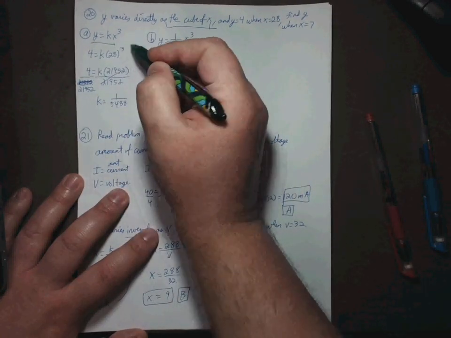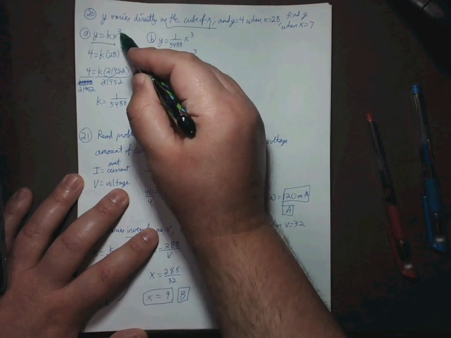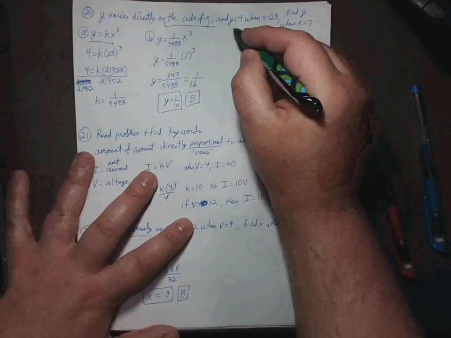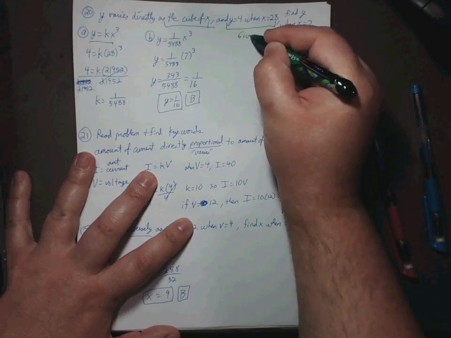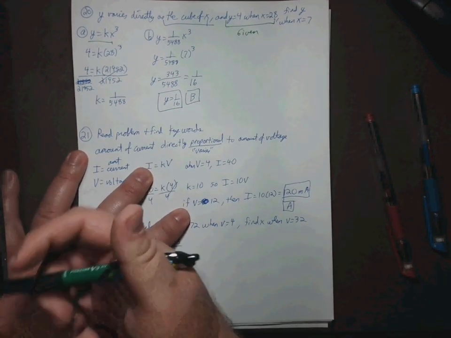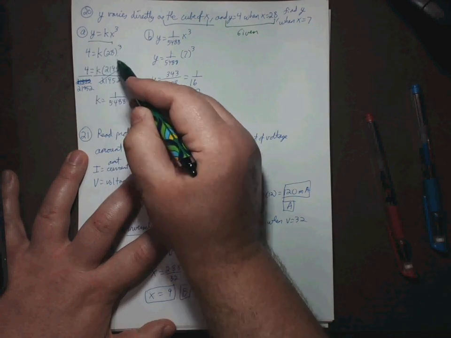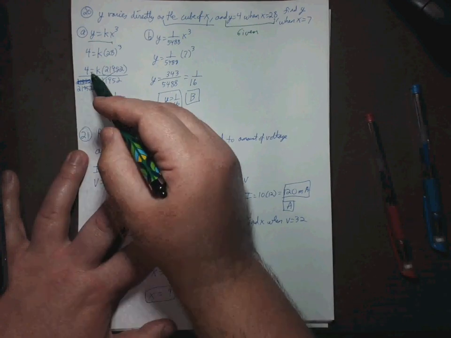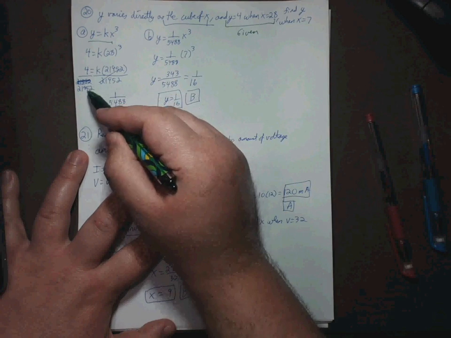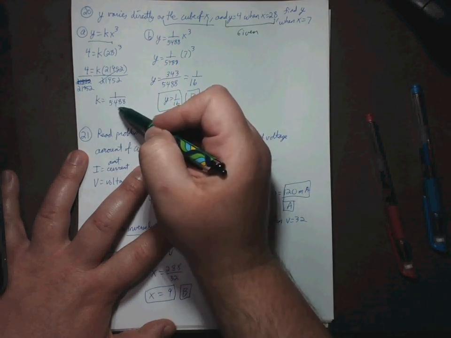Well, first you got to write the equation. Y varies directly as the cube of x, so x cubed is in the numerator. Use the given information to find k. You have to have that to find k. Alright, so y is 4, x is 28. You plug in, yes, that's a big number. 4 equals k times 21,952. Divide both sides by that, and it does simplify just to 1 over 5,488.